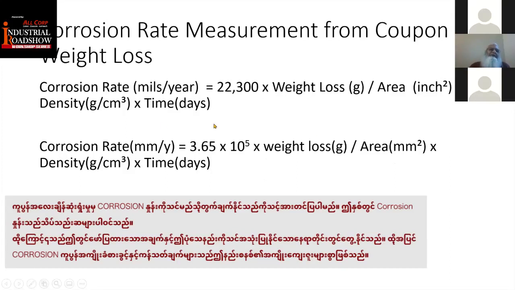See how you can calculate the corrosion rates from the coupon weight loss. Corrosion rate in mils per year, density is a factor given in there, and this formula you can use, which is very common and given everywhere, on how to calculate the corrosion weight loss from the coupons.